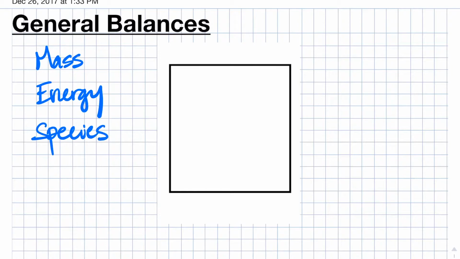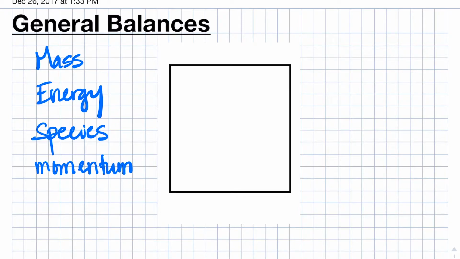So today we'll be talking about general balances, or as I like to call it, chemical engineering accounting. As a chemical engineer, there are certain conservation laws that you should be aware of, and certain things that you'll have to account for in different systems. Those things might be mass, energy, a specific species, dealing with maybe a chemical reaction. You may even have to account for momentum in like a fluid.